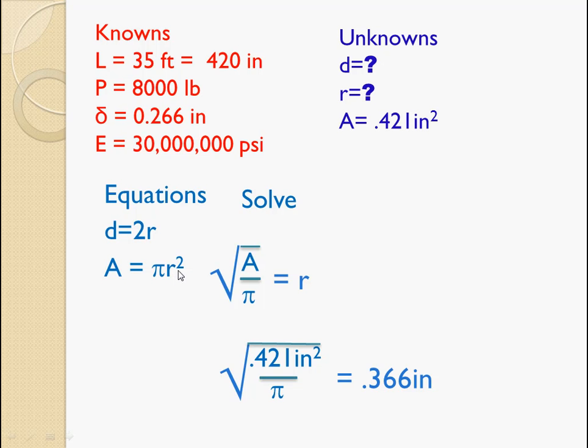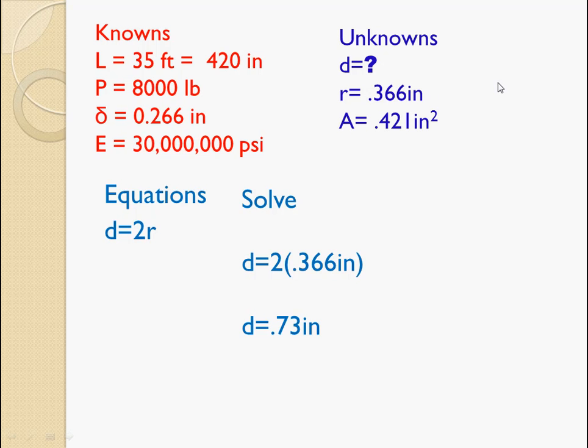I'm going to have to get rid of my pi by dividing both sides by pi. So that puts the pi on the bottom here. And I have to get rid of my square by taking the square root of each side. So what needs to happen is I then plug those numbers in. So I've got 0.421 over pi, and when I type that into my calculator, I get 0.366. All right, I can now plug that in for my R and solve for my diameter, which is what my initial problem was.